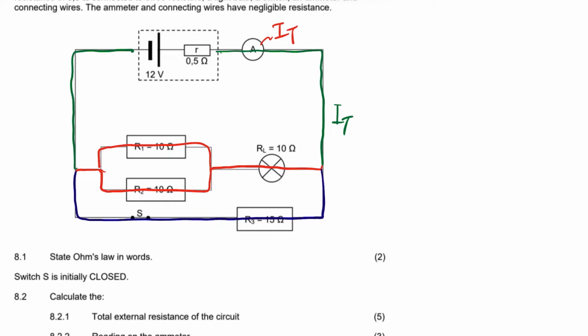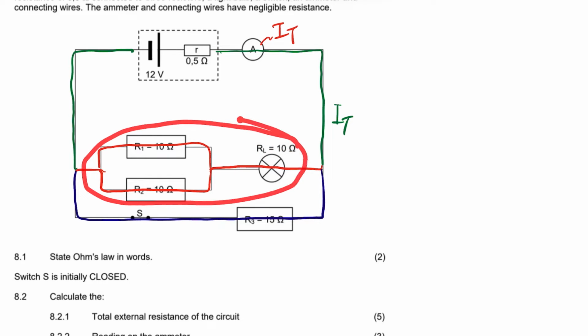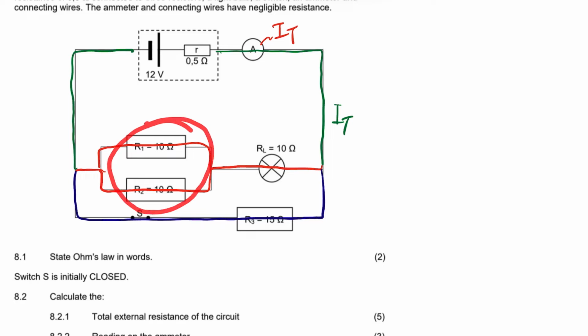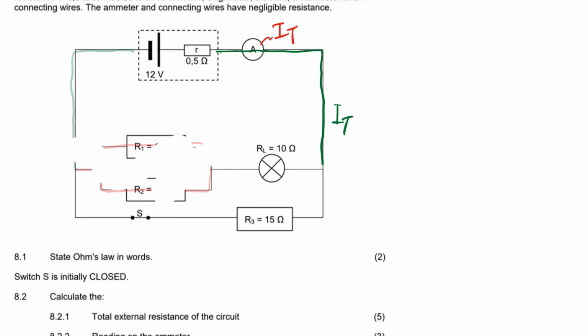If we look at this circuit, we have a light bulb there. This light bulb is in series with this parallel section. So the total of these resistors that are parallel, plus this light bulb, is parallel to that one, R3. I hope that makes sense.